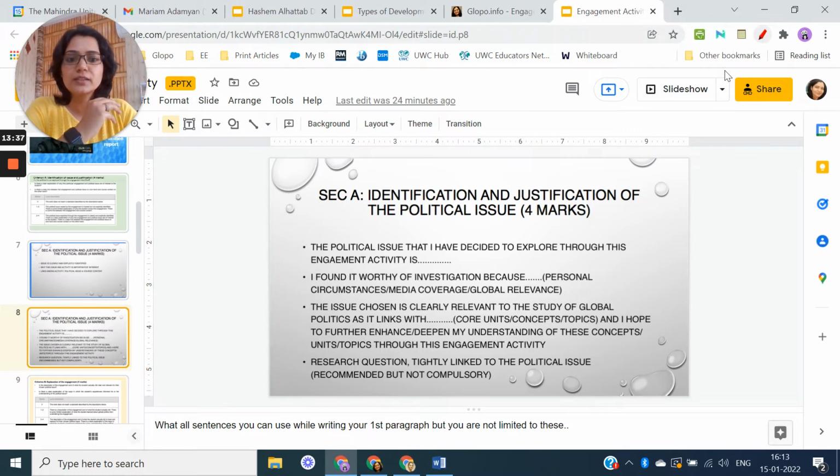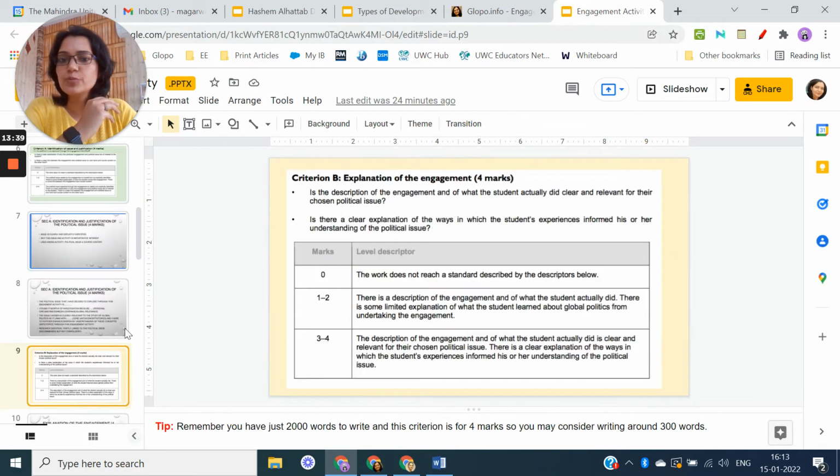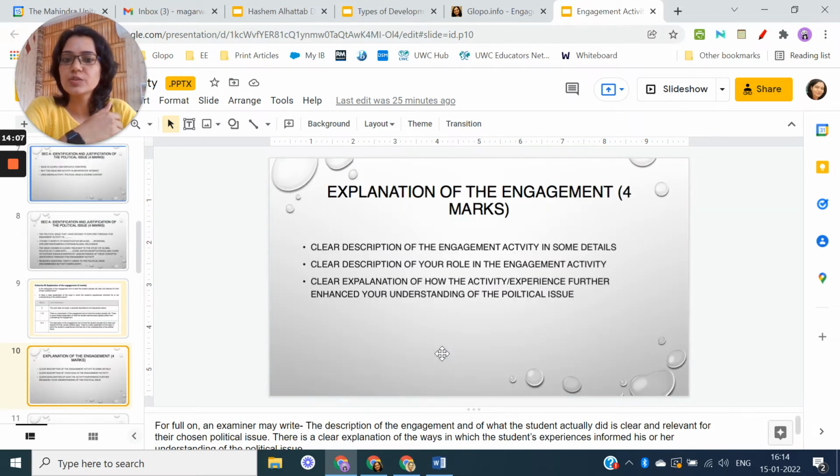Now I move further. We move to Section B, which is Criterion B. Criterion B says explanation of the engagement. That means whatever engagement you have undertaken, you need to explain that. This is again of 4 marks. High chances you may score 4 out of 4 even for this one. Usually if it is written very well, examiners don't deduct marks. They may give you full marks over here, in case this becomes difficult to understand.